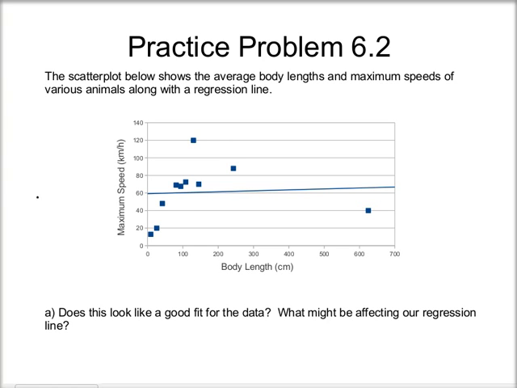Well, it doesn't look like a good fit. It looks like I've got this group of animals over here which aren't fit very well at all to this line, and then I've got this point over here which is the elephant, and that's probably bringing my regression line down, so that would be what's affecting the line.